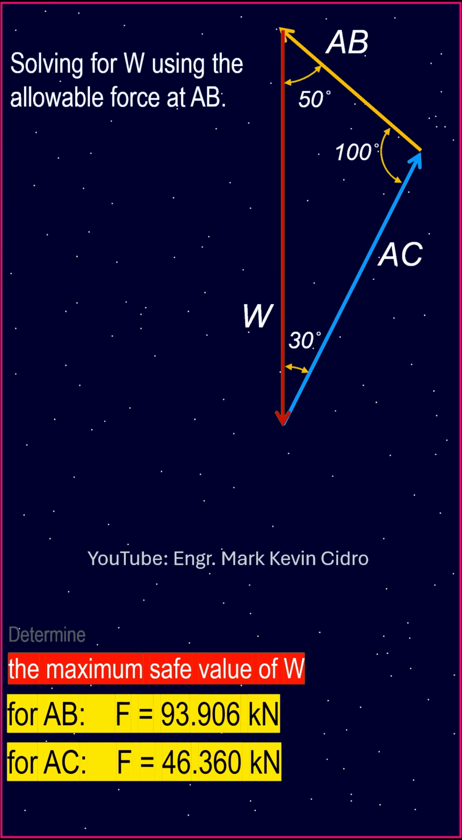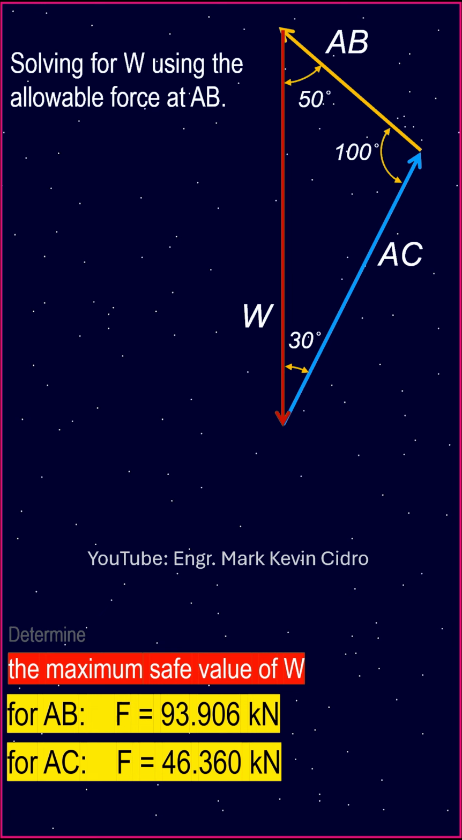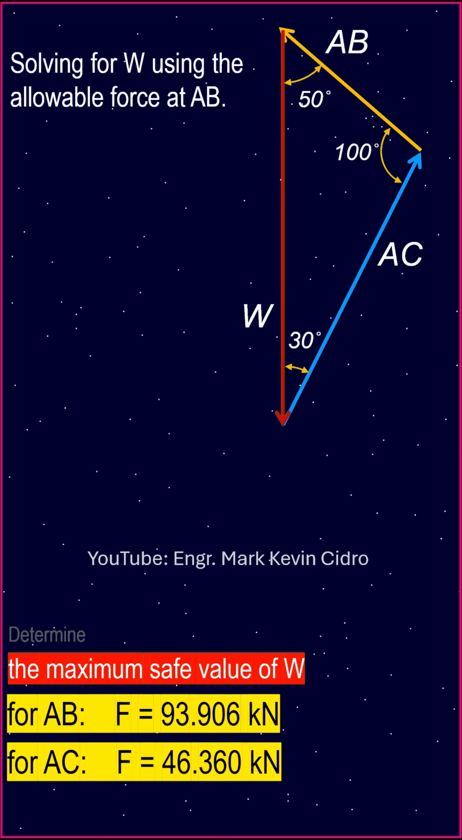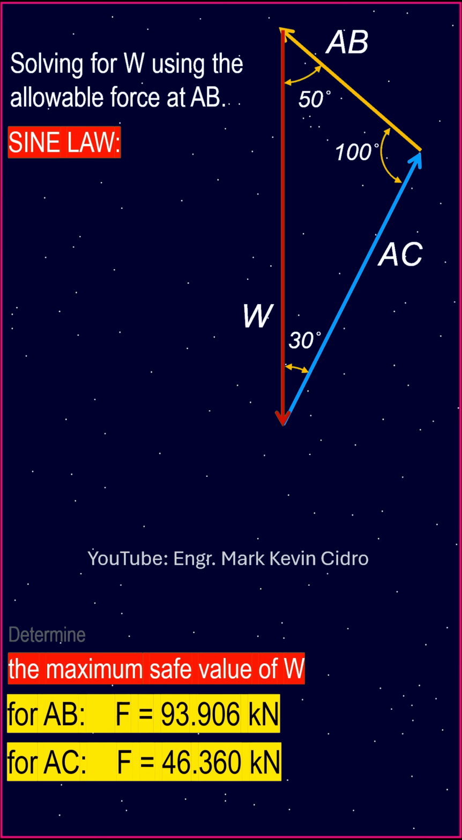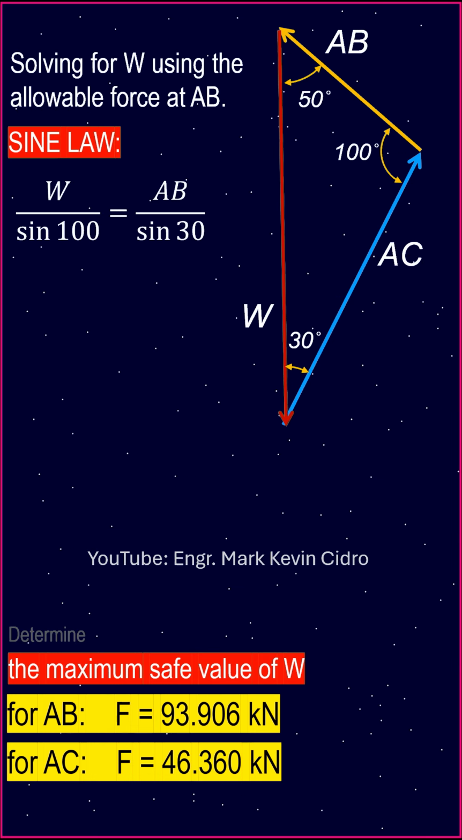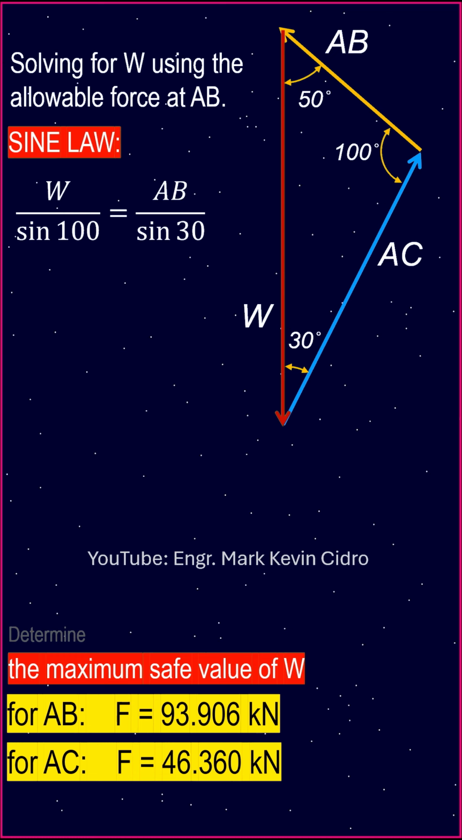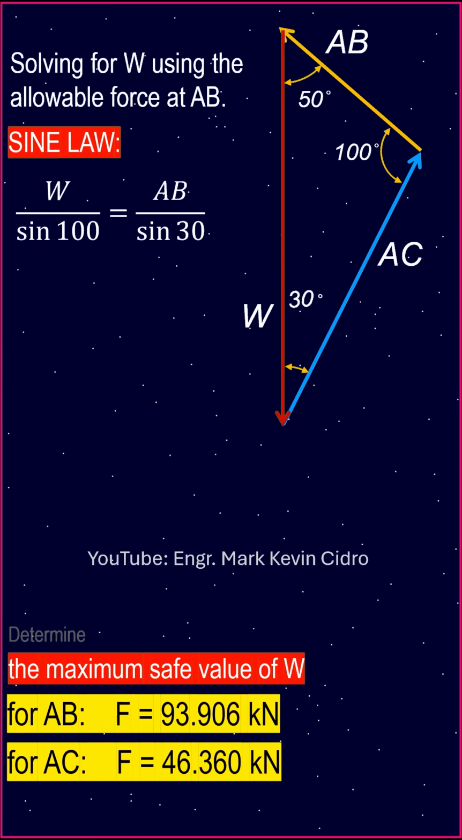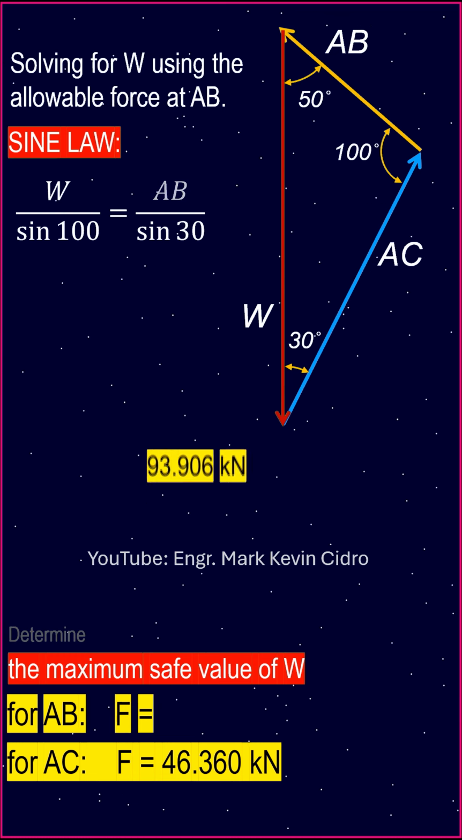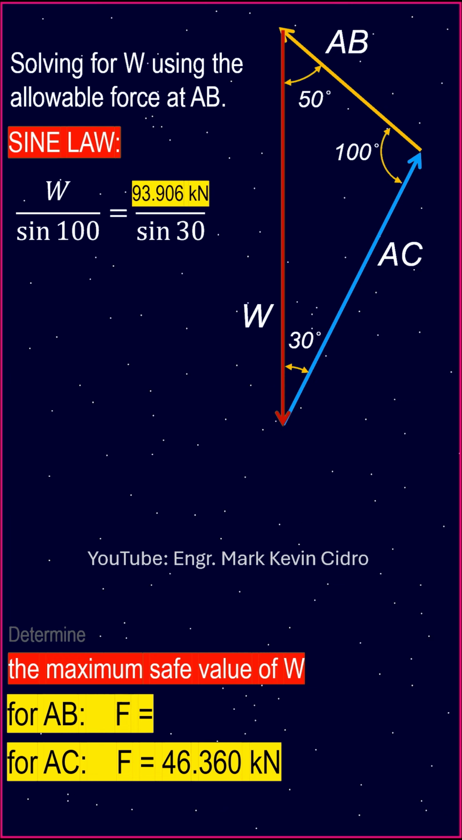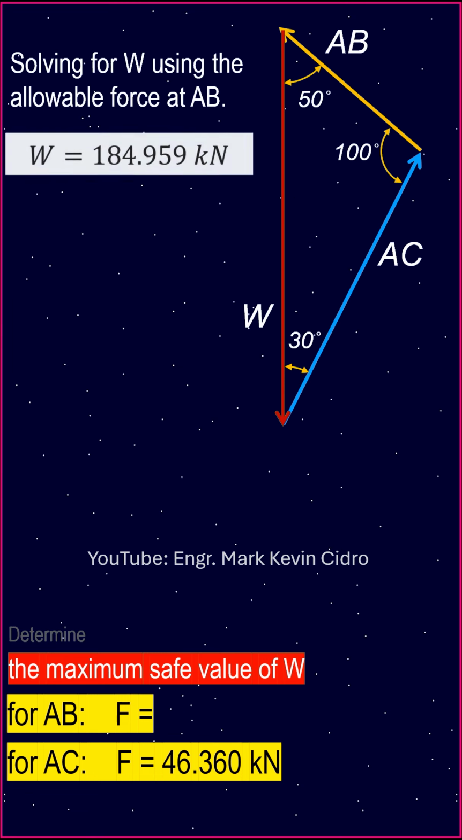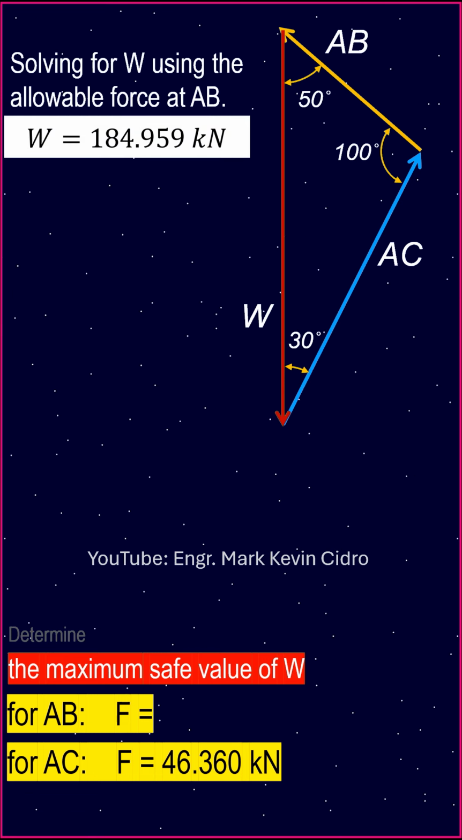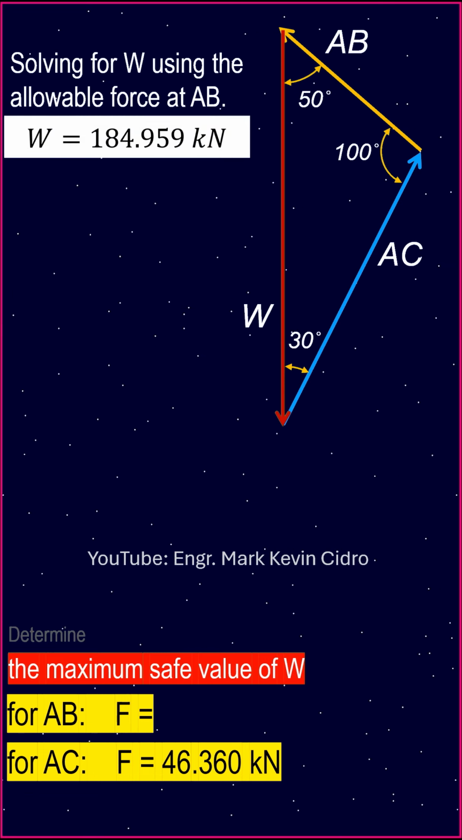Now, we can solve for the value of W using the maximum allowable force for AB using sine law. From sine law, we can create this equation: W over sine 100 is equal to AB over sine 30. Substituting the value for AB, we can solve now for the value of W, and that is 184.959 kilonewton. So this is the value of W using the maximum allowable force at AB.